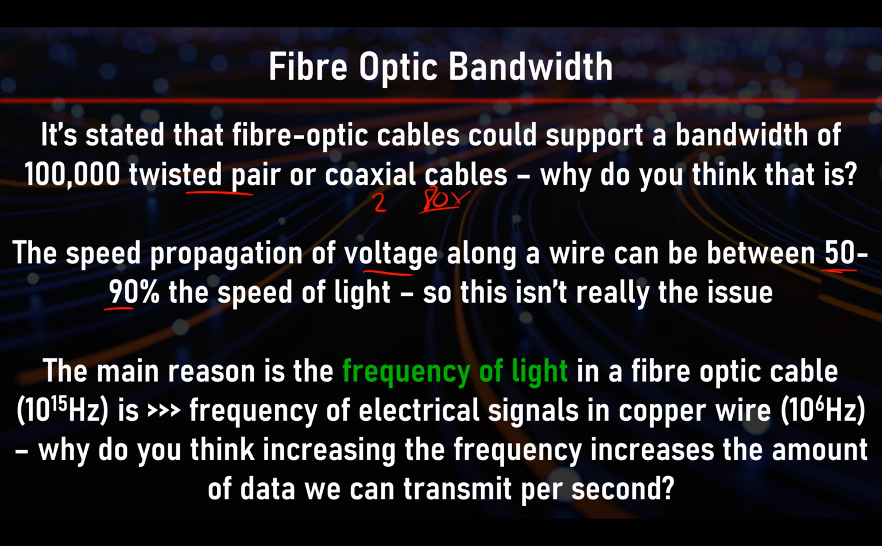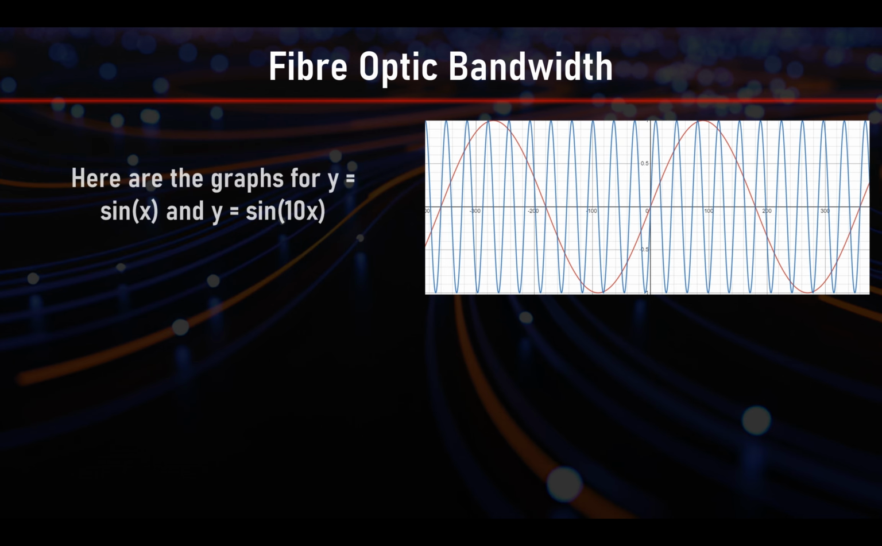So actually, the main reason is going to be the frequency of light in a fiber optic cable. Let's say 10 to the 15 hertz is much greater than the frequency of electrical signals in copper wire, which is just going to be, I guess, 10 million hertz. And I think we said this one, right, so why do you think increasing the frequency increases the amount of data we can transmit per second? And I think here I do just have a picture.